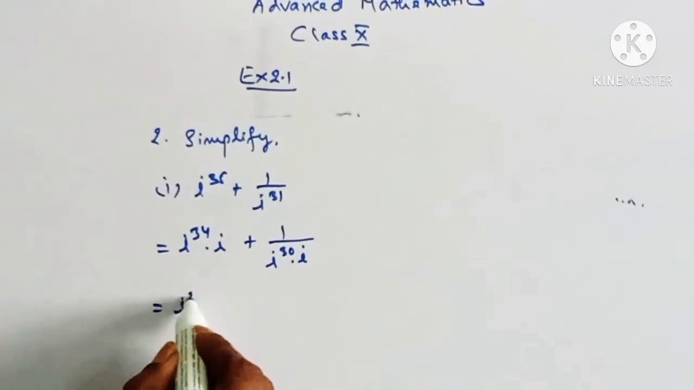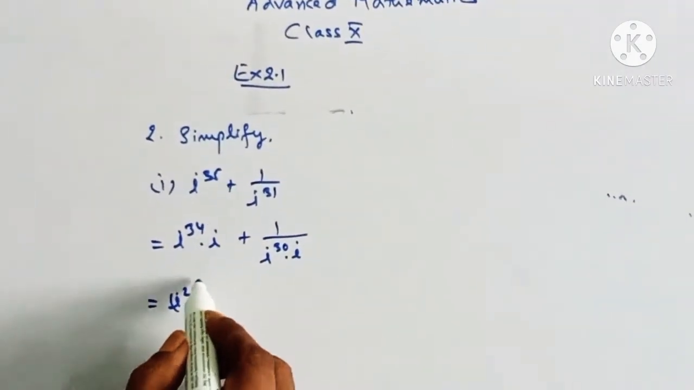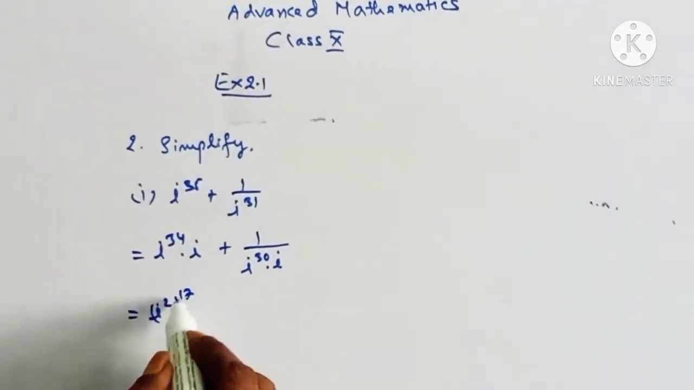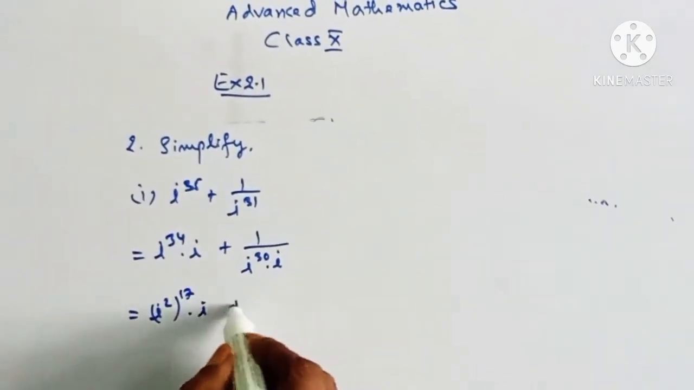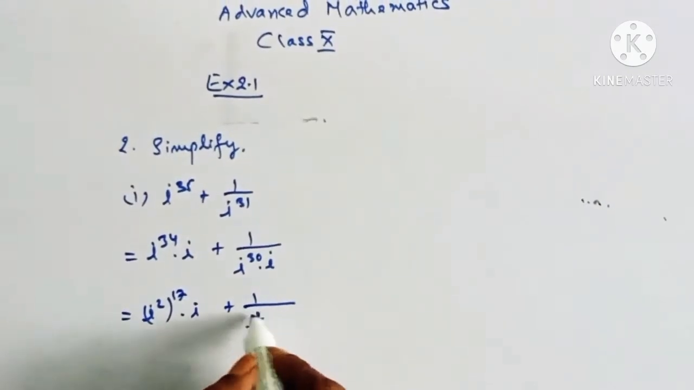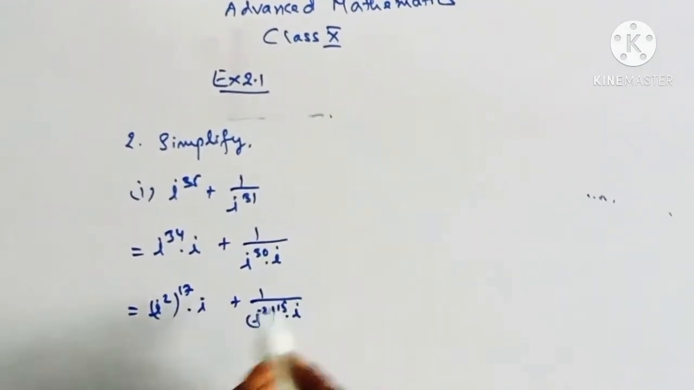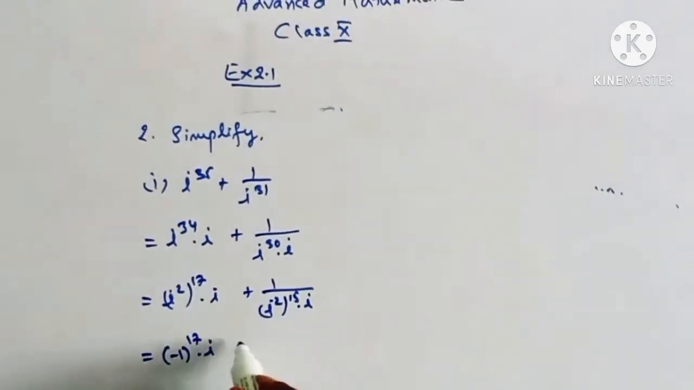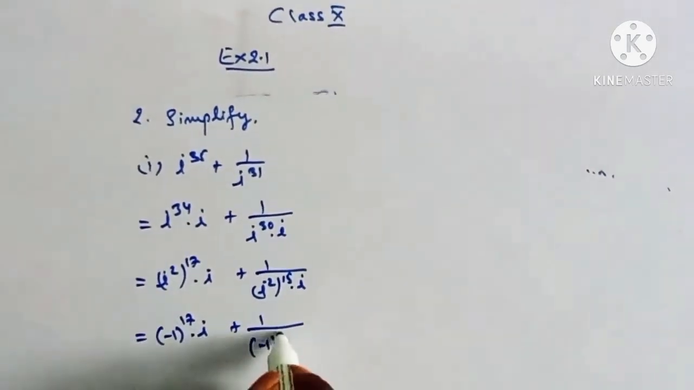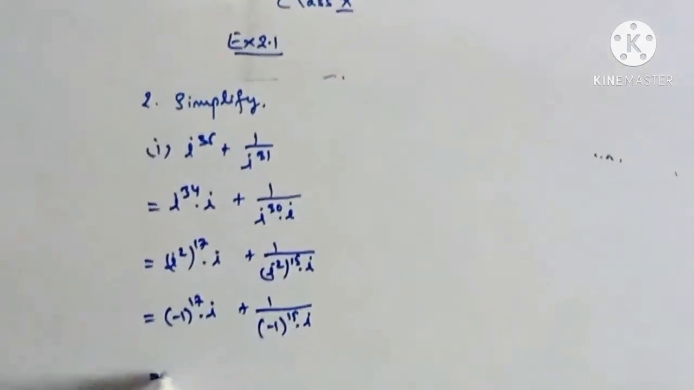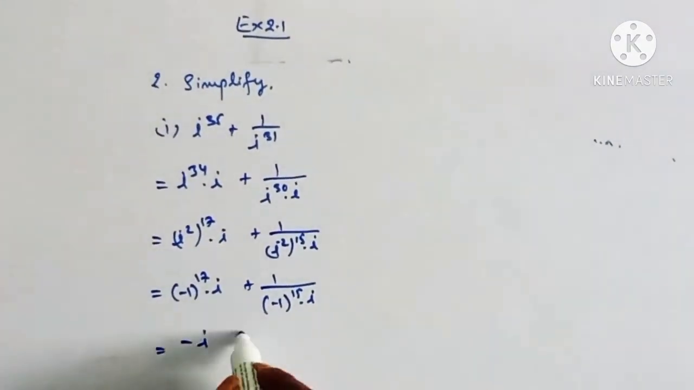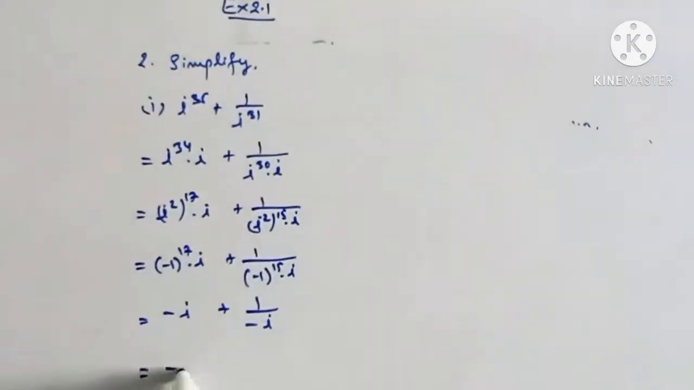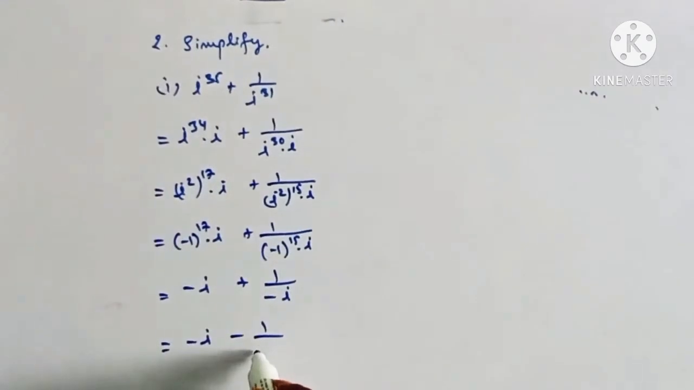So this is i square to the whole power 17 into i plus 1 by i square to the power of 15 into i. So this will be minus 1 to the power of 17 into i, minus 1 to the power of 15 into i. So odd number, minus i, and here also odd number, minus i. So this will be minus i minus 1 by i.